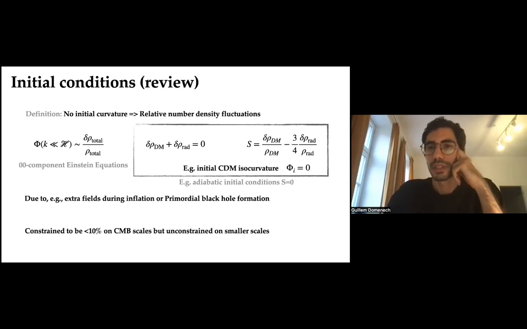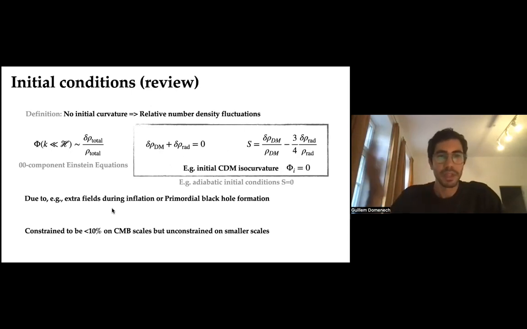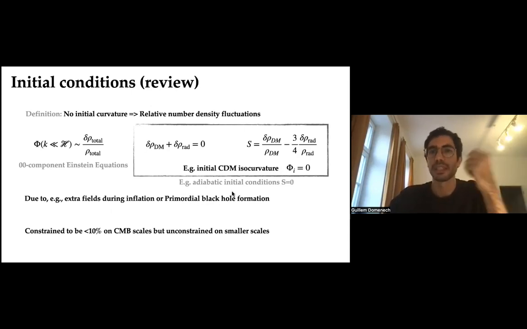If you want adiabatic initial conditions, you are asking that there is no isocurvature and you are only starting with some initial curvature fluctuations. But you can also start with vanishing curvature fluctuations and having only isocurvature. For example, cold matter isocurvature means this: initially no curvature fluctuations, just some relative density, so the total density fluctuations compensate each other and it's 0. This could be due to extra fields during inflation, but this is actually what happens when primordial black holes are created. Let me explain how primordial black holes, when they form, create isocurvature fluctuations.